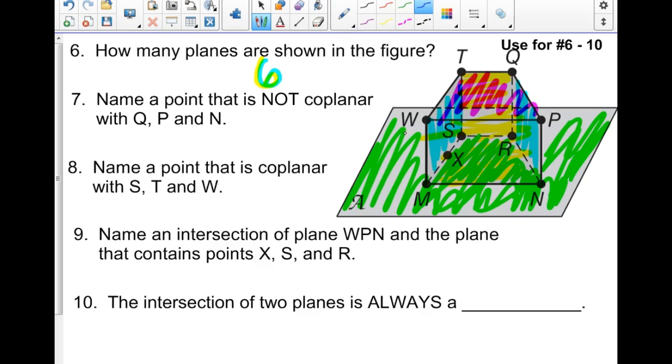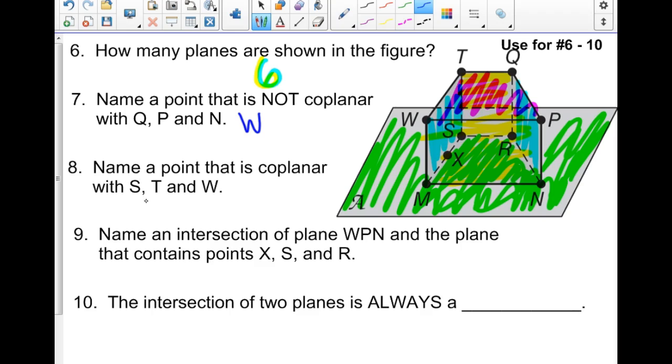Name a point that's not coplanar with Q, P, and N. The one that's coplanar with it would be R. So a point that is not coplanar with Q, P, and N would have to be something off of the plane that's on the left. There's a lot of answers to that question. So it would have to be maybe W. Okay. They aren't in the same plane as Q, P, and N. T is not coplanar. S is not coplanar. M, X, okay, those are all not coplanar with Q, P, and N.